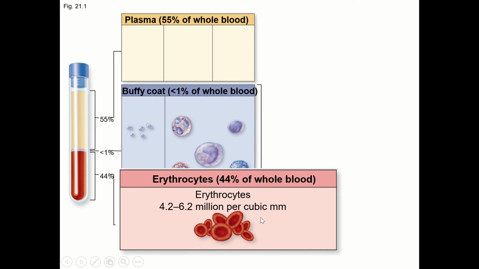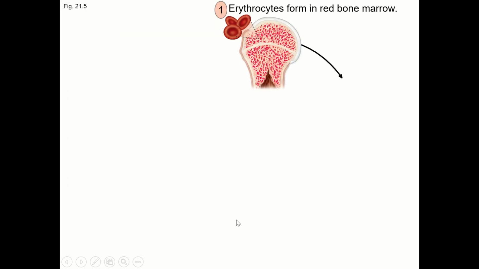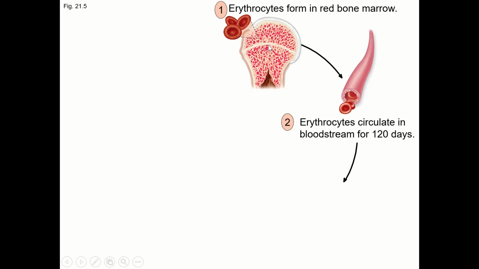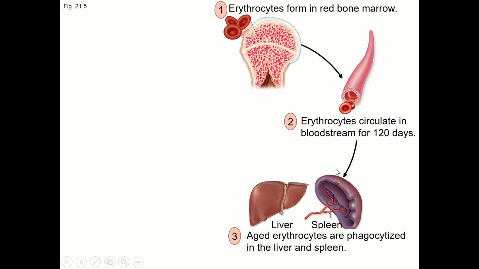So you have 5 liters of blood altogether, about. So there are so many red blood cells in your body. Erythrocytes, like the other blood cells, are formed in the red bone marrow. And then they circulate through the bloodstream only for about 120 days. And the reason is that they don't have their own nucleus. They've actually pinched off the nucleus after they're made.